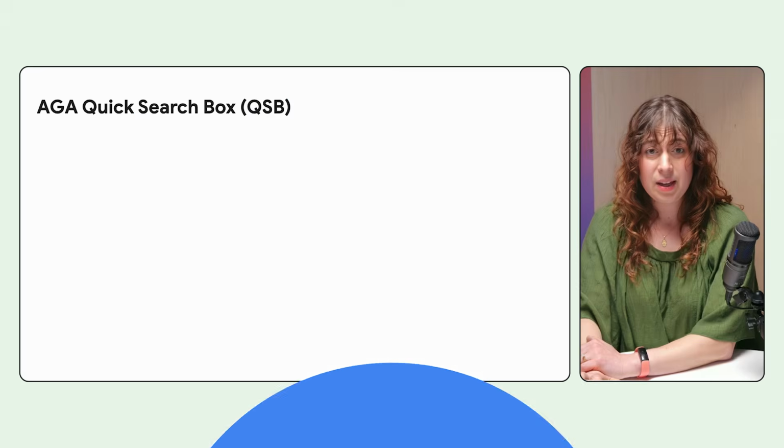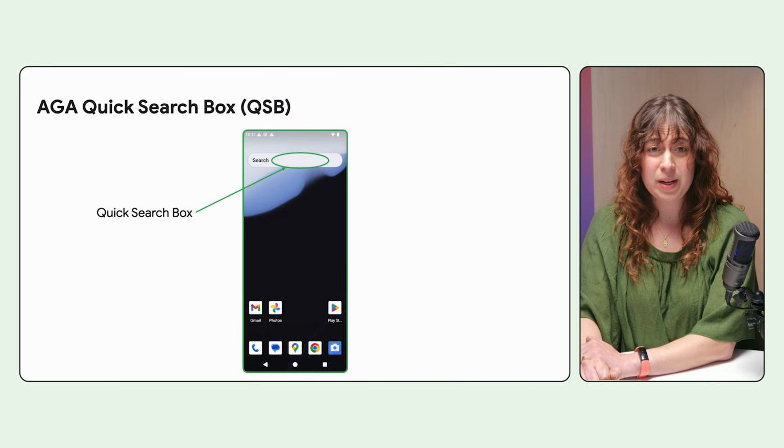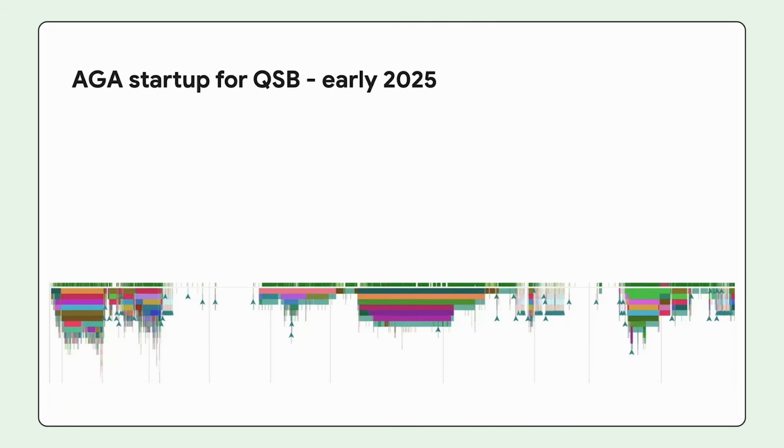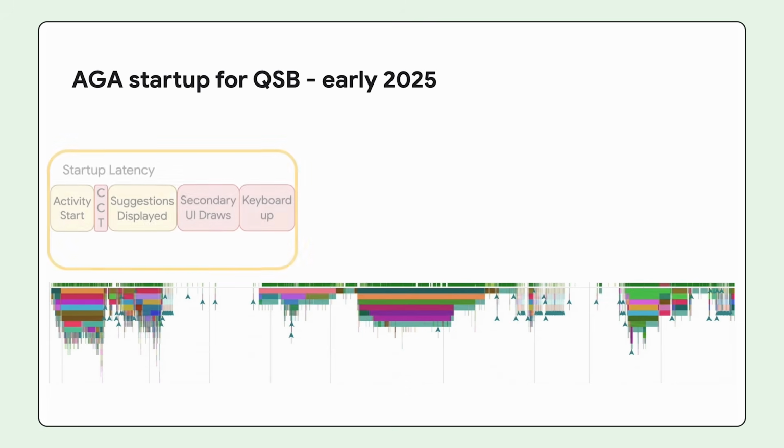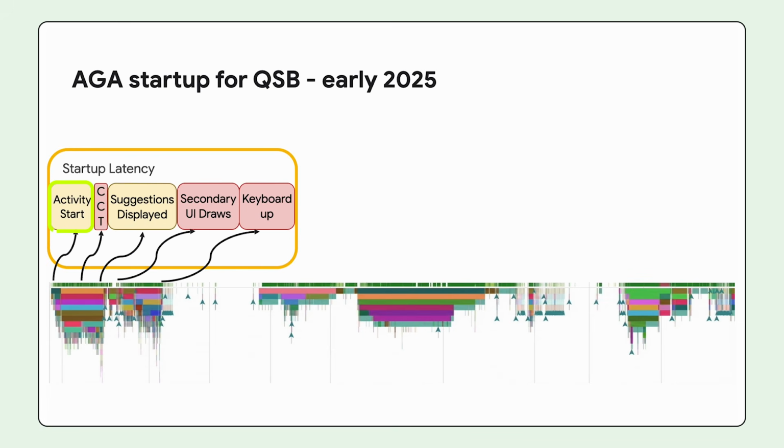This is the Quick Search Box. The QSB critical user journey makes up roughly a third of AGA's visits. And here is a trace of a typical QSB startup and initial search from early 2025. As you can see, there are a lot of densely packed spans going on, and let's highlight when various steps are taking place. Here, the activity begins, as in our app starts in a window that pops up on the screen. Next, the Chrome custom tabs are pre-warmed.